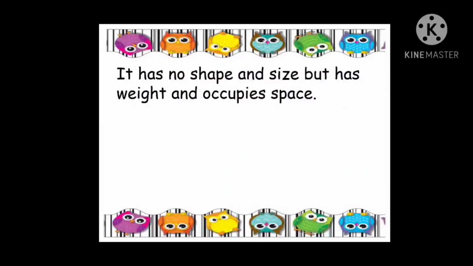It has no shape and size but has weight and occupies space. What it is? A. Solid. B. Liquid. C. Gas. The correct answer is letter C. Gas. Gas has no shape and size but has weight and occupies space. Let us have number 5.